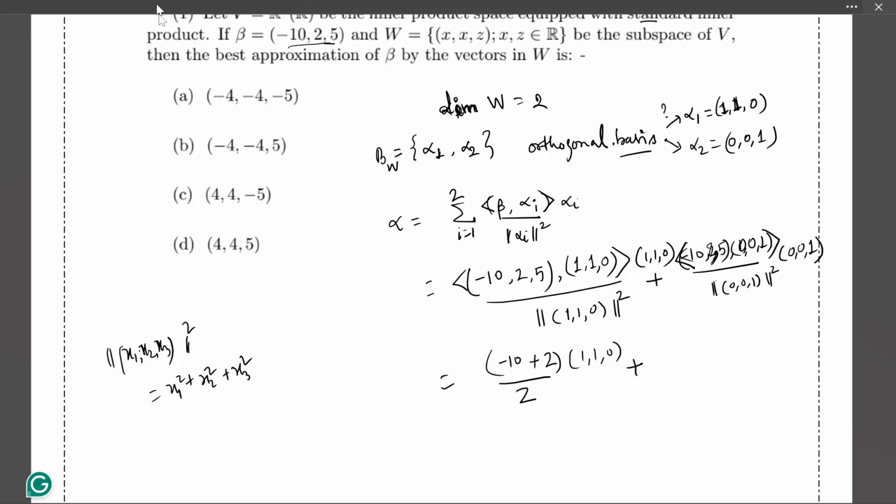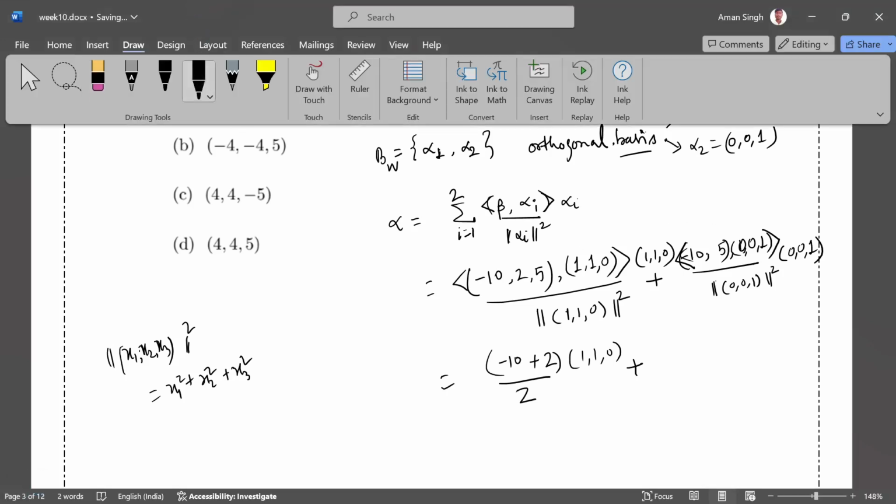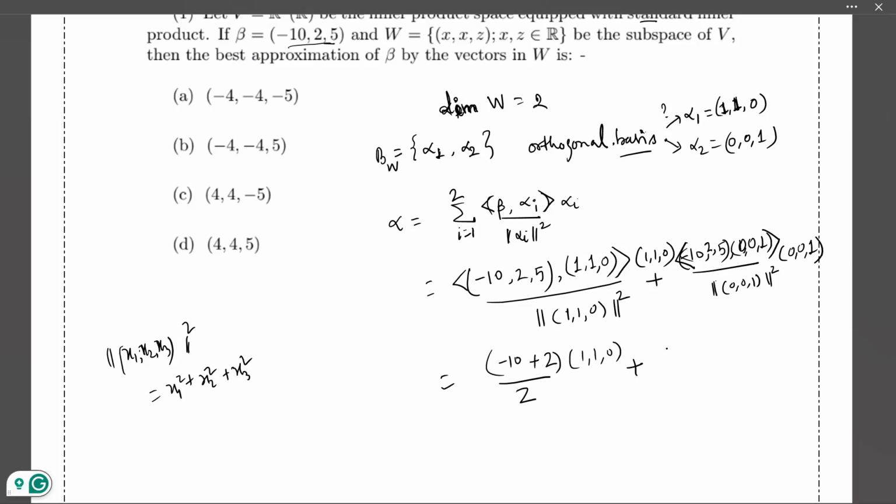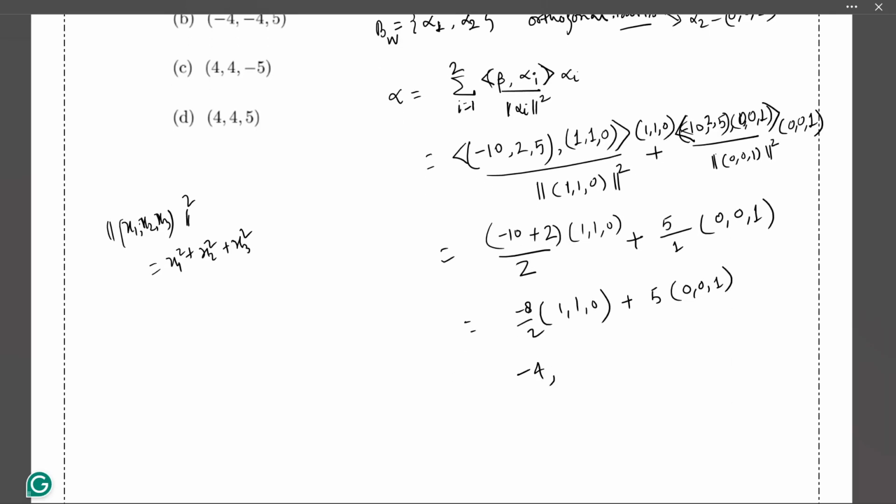So this is minus 10 plus 2, which is minus 8, over 2. So we got 5, just 5 left in the third coordinate. 5 into 1 is just 5. Below this is just 1 square, that is 1, in direction 0, 0, 1. How much is this? This is minus 8 by 2, times 1, 1, 0, and this is 5 times 0, 0, 1. Now this is just minus 4, minus 4 comma 0, and here we have 0, 0, 5. So we have minus 4, minus 4, and 5 in the third coordinate.